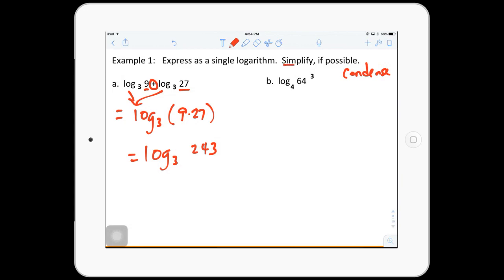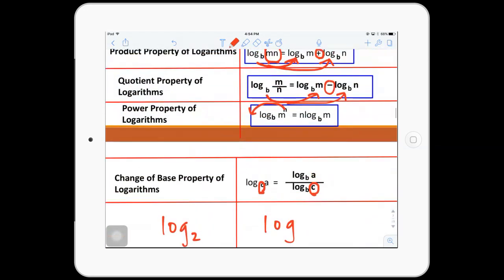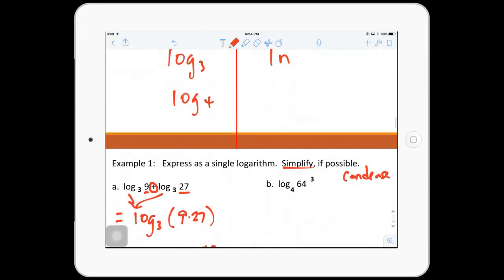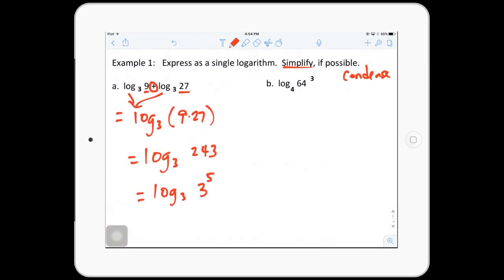And always simplify if possible. So what that means is if there's a way to rewrite 243 as anything simpler, you would always want to do that. So we just happen to know that 243 is 3 to the 5th. And now using the property from earlier, log base 3 of 3 to any exponent is the same as the exponent. So that means log base 3 of 3 cancels out and the answer is 5. And that is the end of this problem.